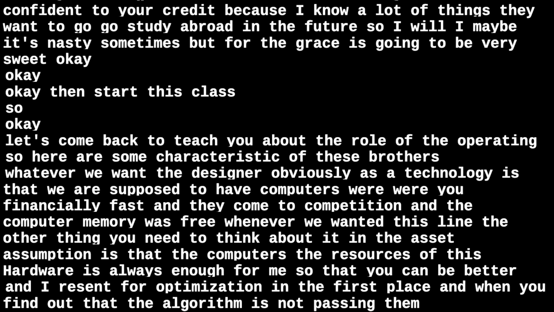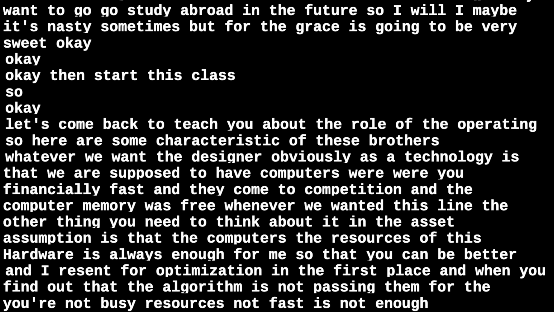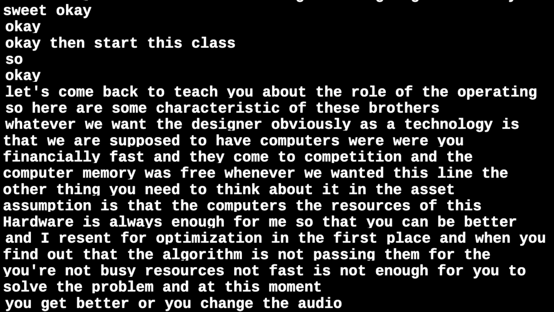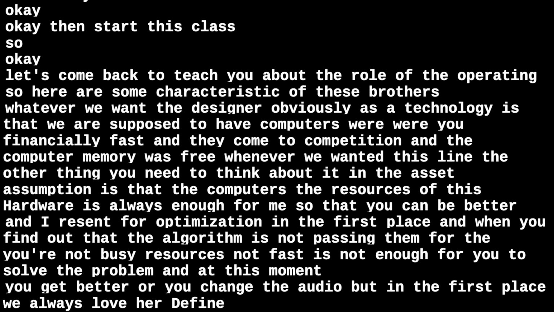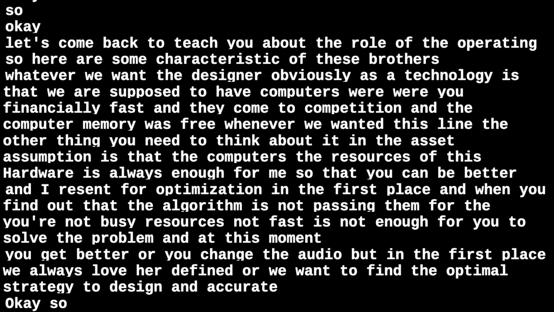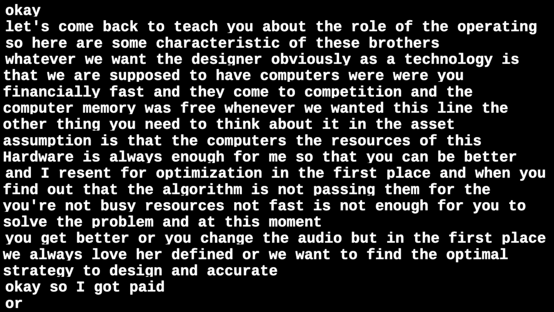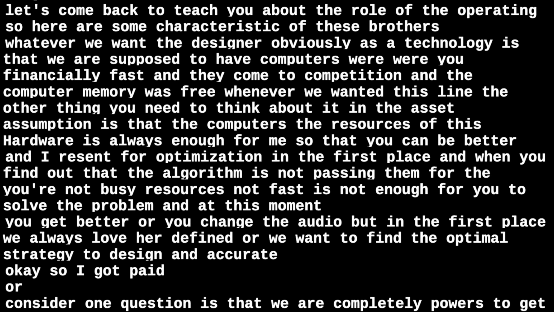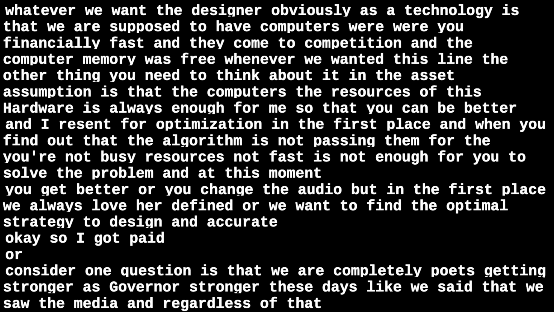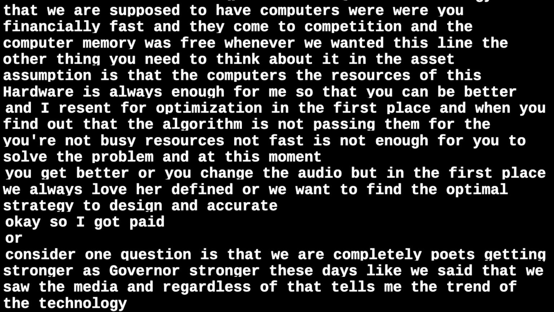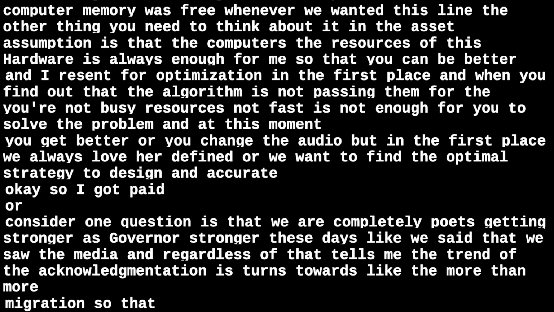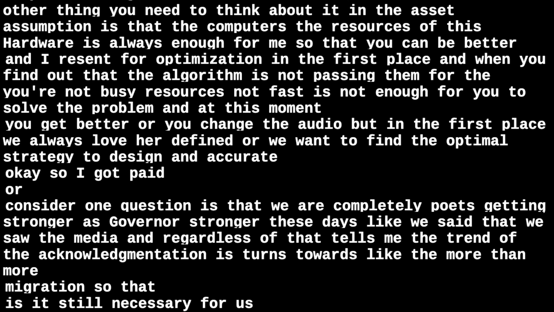And when you find out that the computer is not fast enough, or your computing resource is not enough for you to solve the problem, at this moment you change the algorithm. But in the first place, we always want to find the optimal strategy to design an algorithm. Consider one question: our computing power is getting stronger and stronger these days, and the trend of technology migration keeps moving forward. So is it still necessary for us to learn algorithms or not?